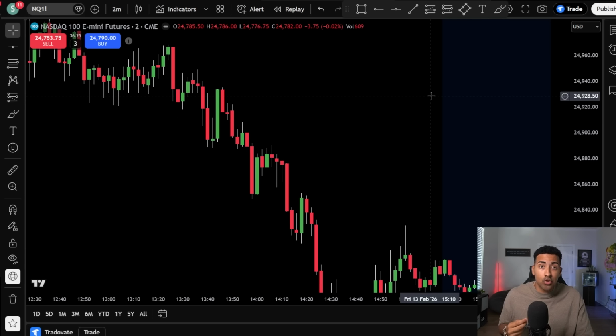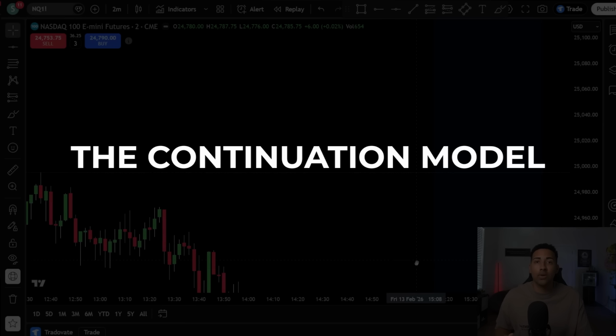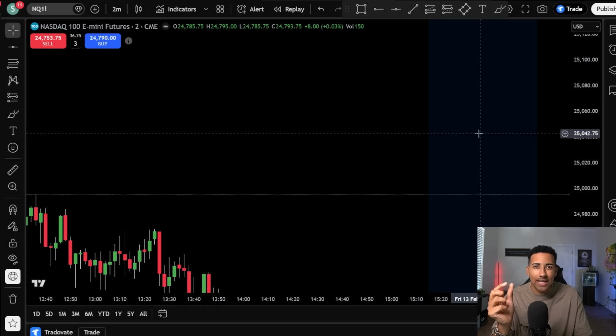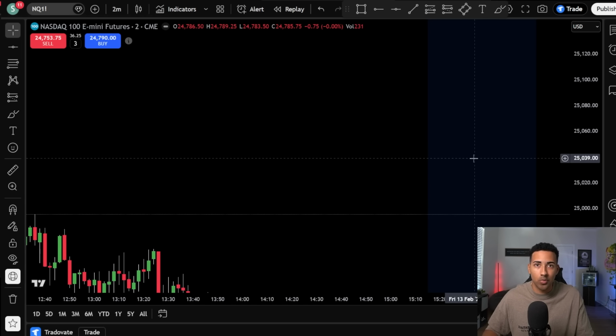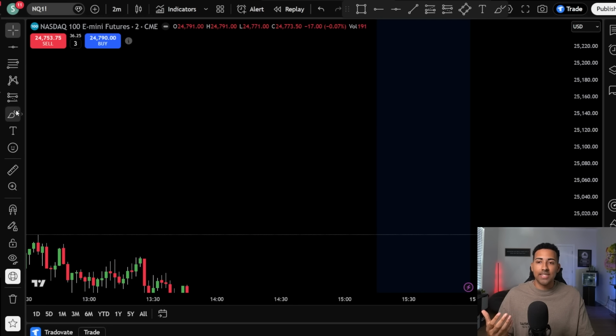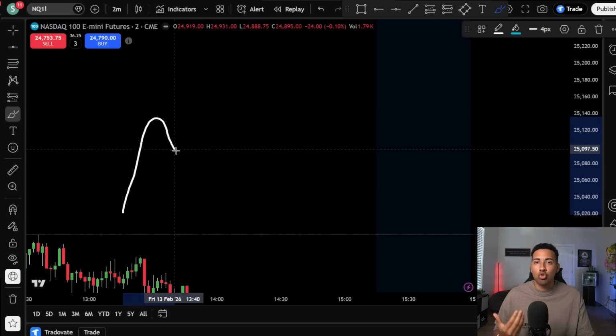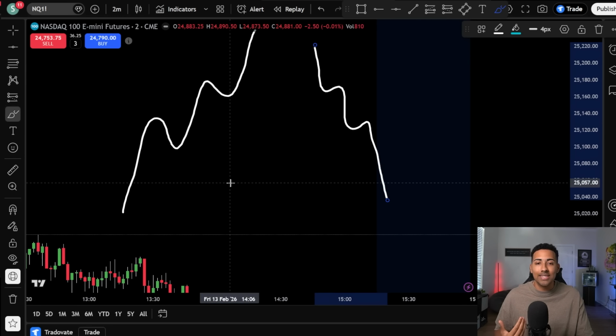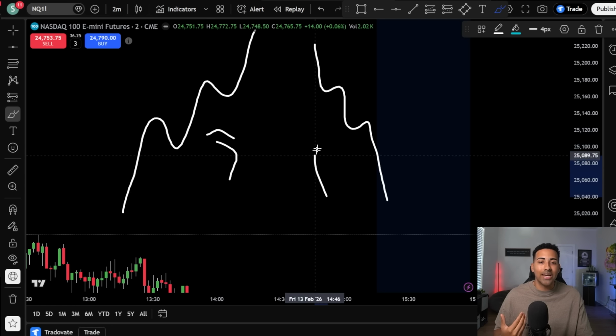This price action strategy is called the continuation model, and it's one of the easiest entry models to understand. And once you get it, it feels like it unlocks everything for you as a trader. So the first thing that we have to understand is that this trading strategy is a trend-based strategy, which means that we only want to be trading inside of an uptrend or inside of a downtrend.